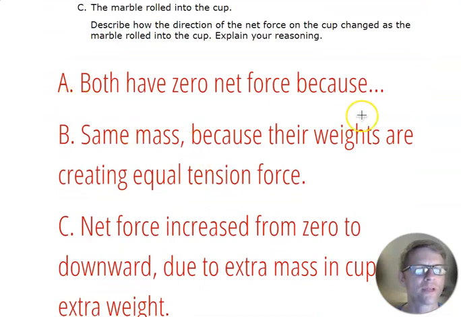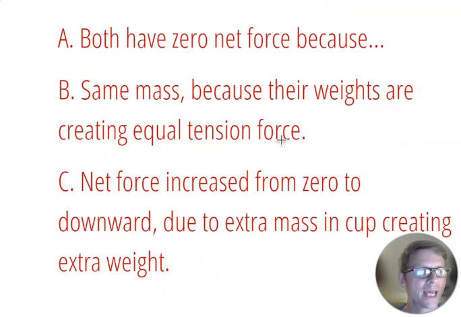Here's my 3-part question. Both of them have 0 net force because they're not moving. They must have the same mass. Their weights are creating an equal tension force. And the net force is no longer 0. It's now downward because we had extra mass, which creates extra weight.